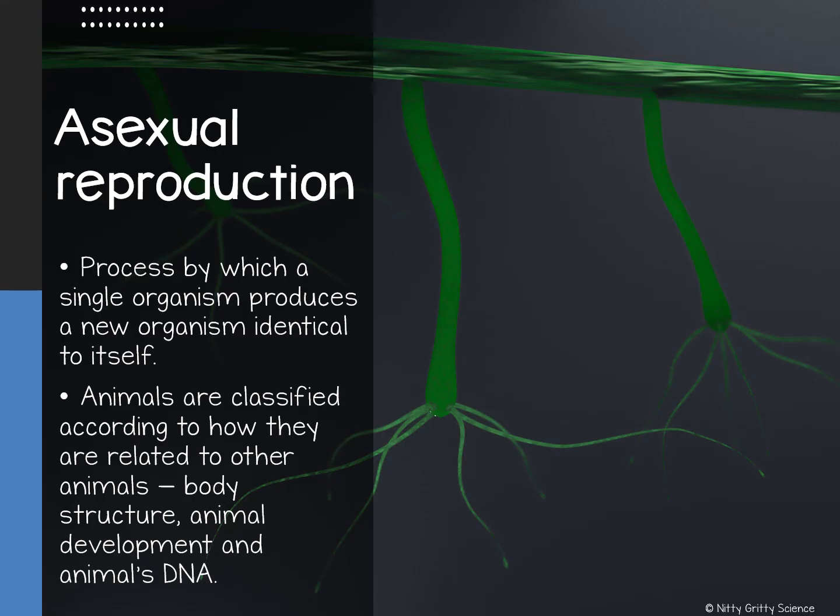Some animals reproduce asexually. This is the process by which a single organism can produce a new organism identical to itself. For example, animals like the hydra reproduce asexually by producing buds in its body wall. These buds grow to be miniature adults and then break away when they are mature, producing identical organisms.